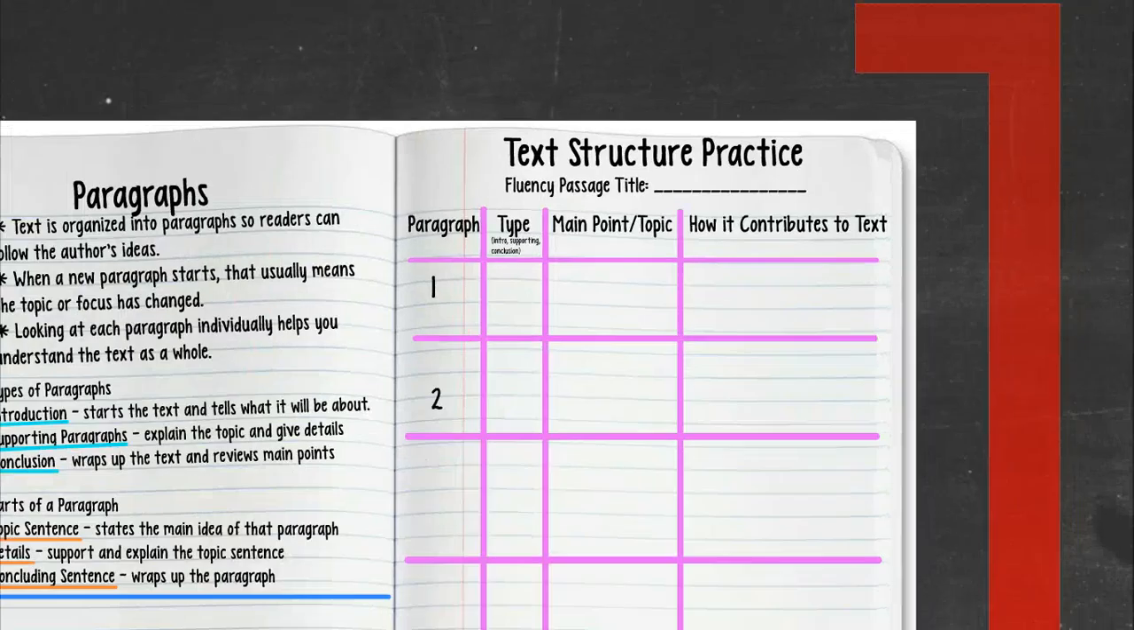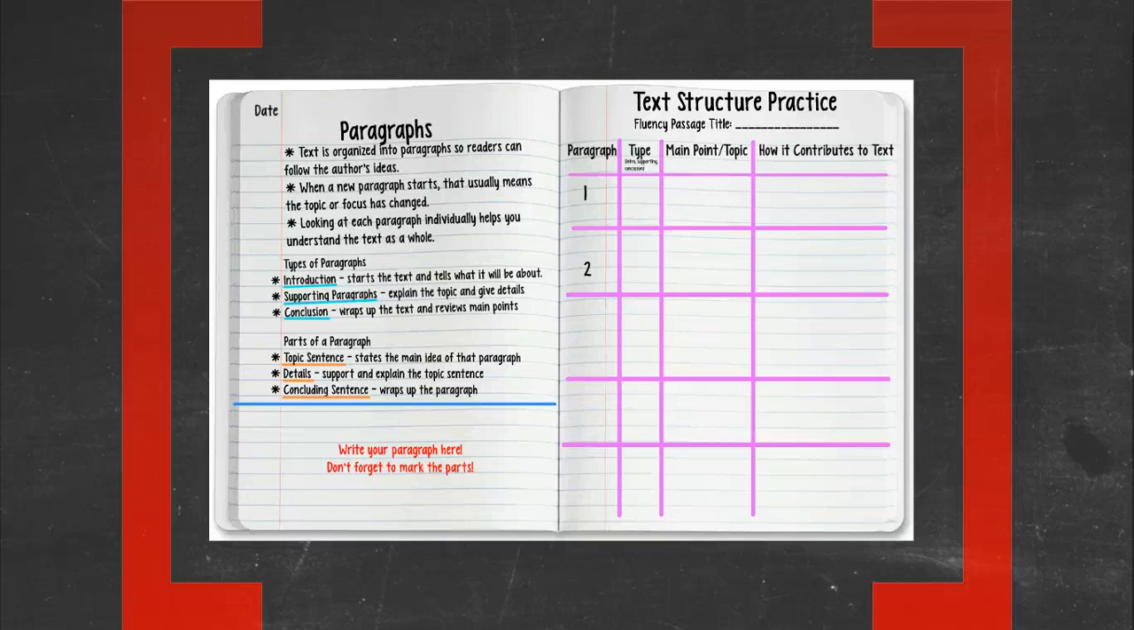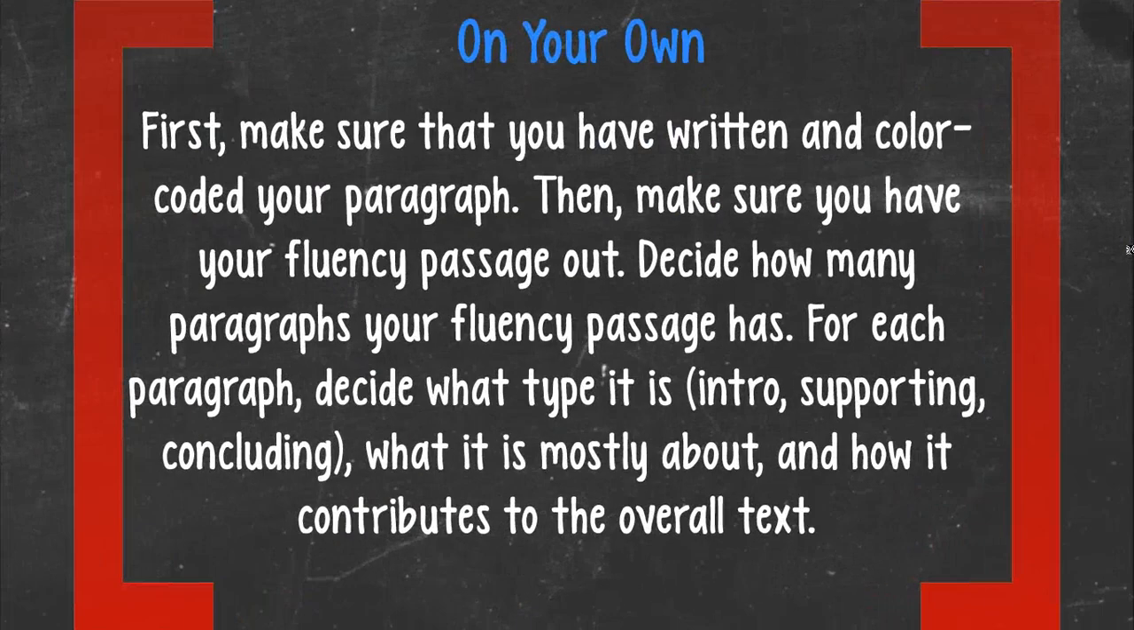Okay? So one more look if you need it. You should have your notes over here. You should have your paragraph written, and you should have text structure practice set up and ready to go. Okay? So one last time, make sure you have your written and color-coded paragraph. Make sure you have your Fluency Passage out. Make sure you know how many paragraphs there are in your Fluency Passage, and then fill out the chart for each of those paragraphs. Decide what type it is. Is it an introduction, supporting, or concluding paragraph? What is that paragraph mostly about? And how does that paragraph contribute to the text as a whole?